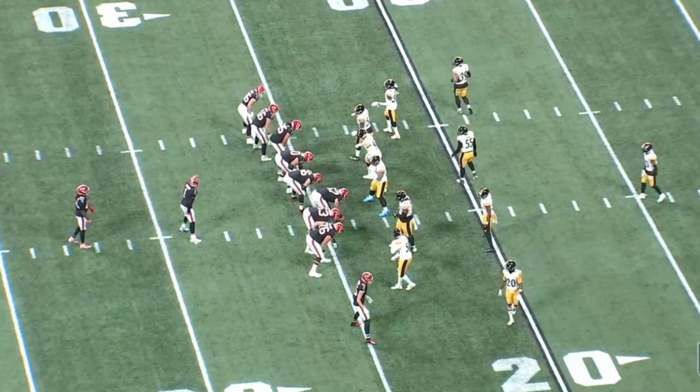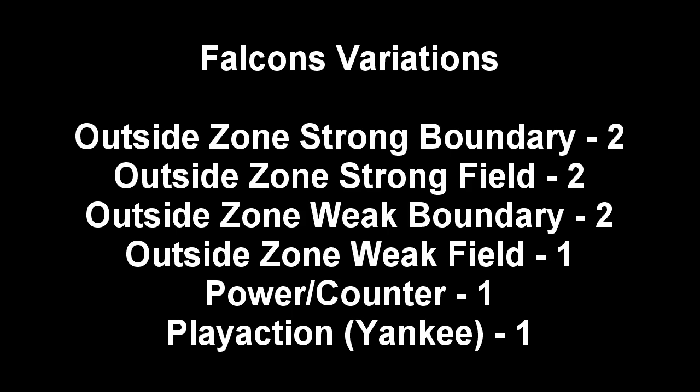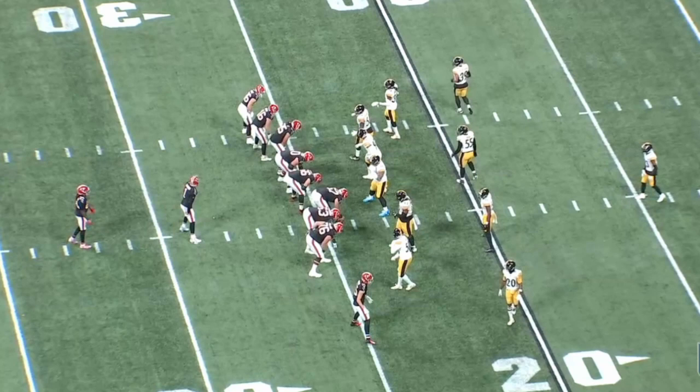More specifically, in terms of the exact calls, and again, it's on screen just about now, depending on how good my editing skills are. Twice they ran outside zone to the strong side to the boundary. Twice they ran outside zone to the strong side to the field side. Twice they ran outside zone to the weak side to the boundary. Once they ran outside zone, weak side to the field. Once they ran their counter power, and then once they ran play action and that deep shot on that Yankee concept that was incomplete.